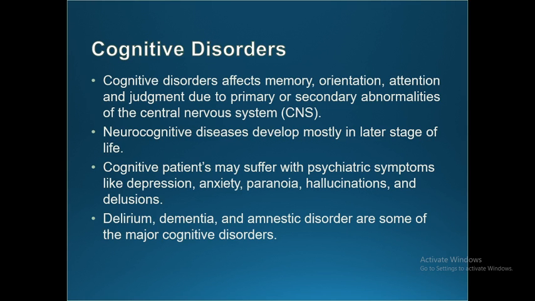Right. So, neurocognitive disorders. What are the cognitive disorders? Cognitive disorders affect memory, orientation, attention, and judgment due to primary or secondary abnormalities of the central nervous system. Neurocognitive diseases develop mostly in later stages of life. Patients may suffer psychiatric symptoms like depression, anxiety, paranoia, hallucination, and delusions. Delirium, dementia, and amnestic disorder are some of the major cognitive disorders.